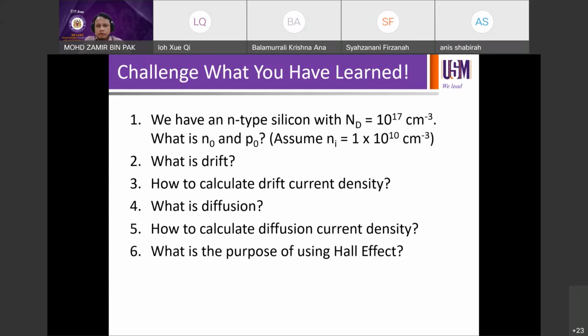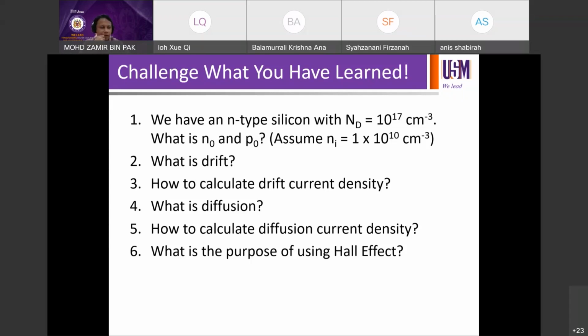So your ND is 10 to the 17. What is the value of your n naught? Right? 10 to the 17. Okay? Your n naught is 10 to the 17 as well because n naught is equal to ND. Good. So therefore, what is your p naught? ni is equal to 10 to the 10 per centimeter cube. Right? So p naught is 10 to the 3. Okay?